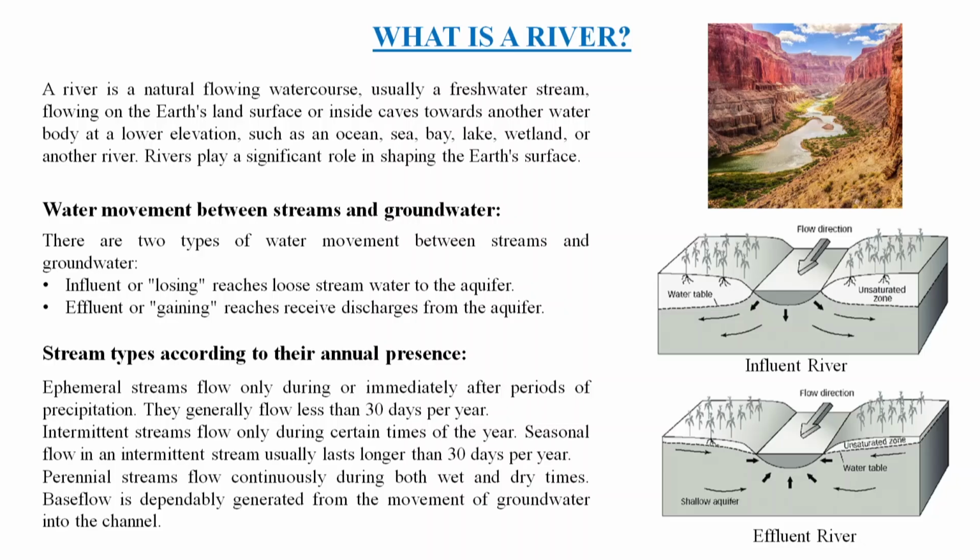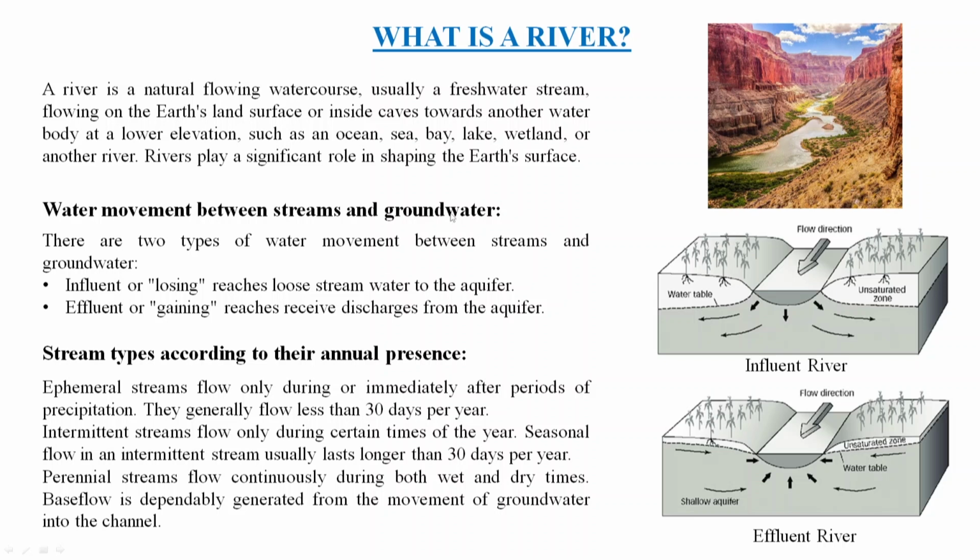So, these are the two broad kinds of water exchange between the stream and the groundwater. Fresh water is continuously being exchanged between the river water and the groundwater by these two processes, or the two kinds of rivers. The first one is influent, when surface water is recharging the groundwater. It is effluent when it is drawing water from the groundwater.